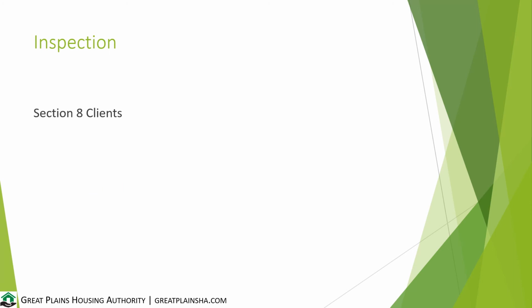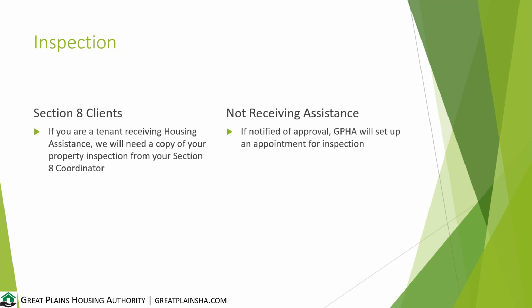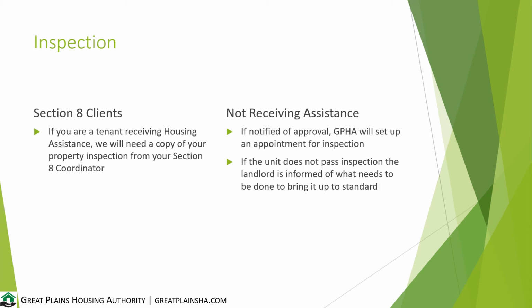If you are a tenant receiving housing assistance, we will need to obtain a copy of your property inspection from your Section 8 coordinator. If you are not receiving housing assistance, we will need to set up an inspection date and time. The client or landlord should be present during the inspection. If the unit does not pass inspection, the landlord is informed as to what needs to be done to bring the unit up to standards. Security deposit payment cannot be made unless the landlord corrects the failed items. If the landlord chooses not to correct the items, the applicant is instructed to keep looking for a suitable place.